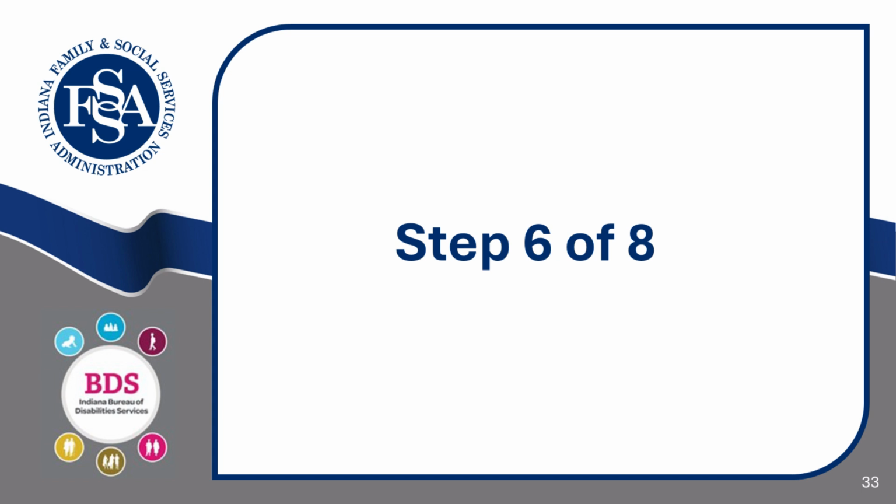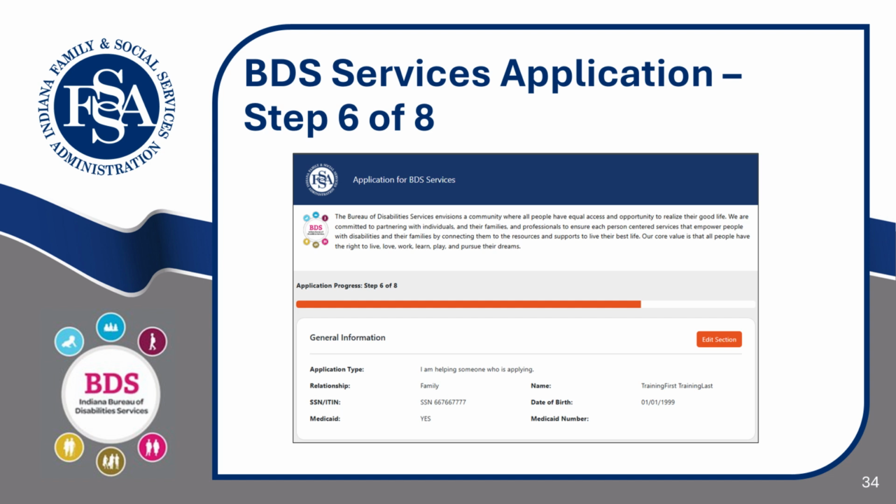Step 6 of 8. Step 6 is the application summary step. All the information entered from each step will appear grouped together in sections. If any data that was entered needs changed, use the Edit Section button in the section to return to that step.